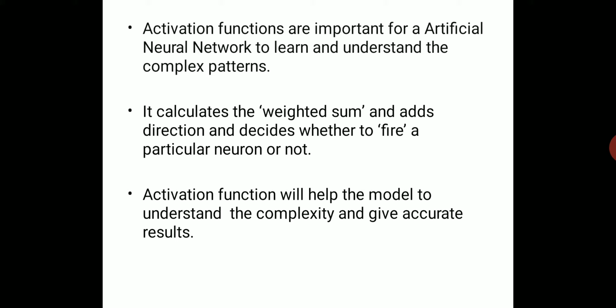And again, it calculates the weighted sum and adds the bias and decides whether to fire a particular neuron or not. Means you can start the triggering, or you can say that you make a trigger that decides which neuron should be activated or which neuron is not activated in the system. The activation function will help the model to understand the complexity and give accurate results. The activation function is also responsible for giving the accurate result according to the complexity of the system.